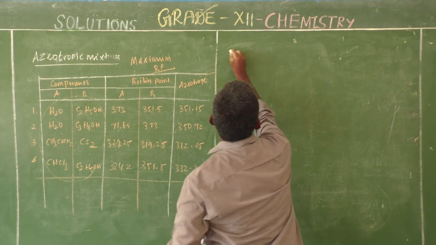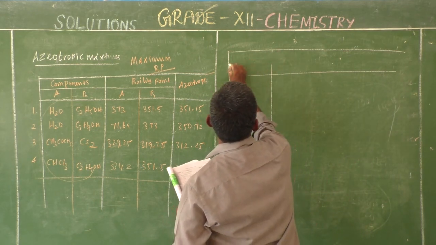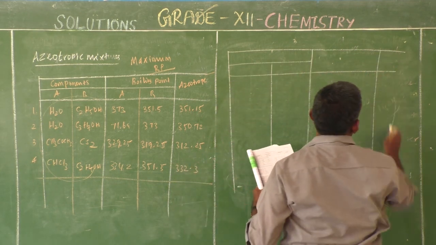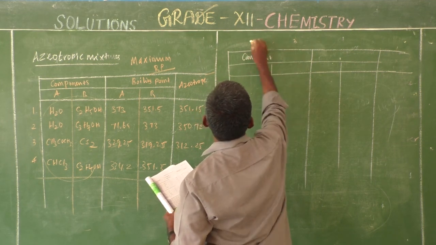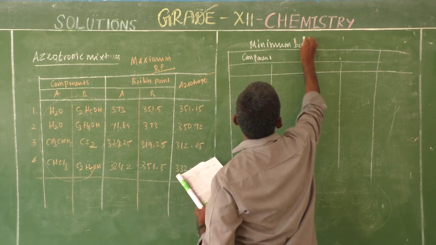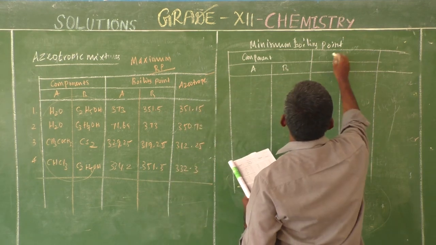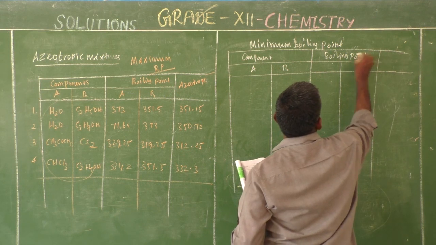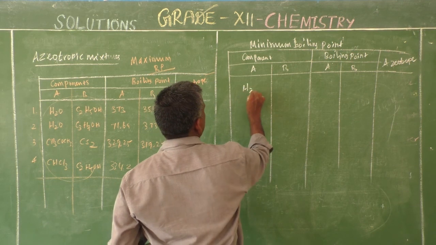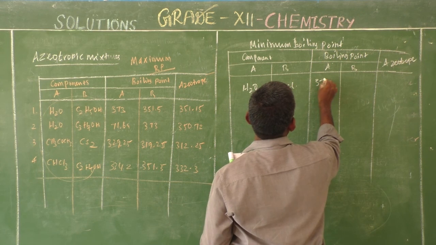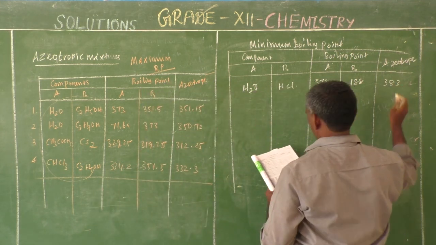This is the minimum boiling point. Component A and component B, this is the boiling point. Component A and component B, that azeotrope, that azeotropic boiling point. For example, water and HCl. Water boiling point 373, HCl 188, very low, and azeotropic 383.